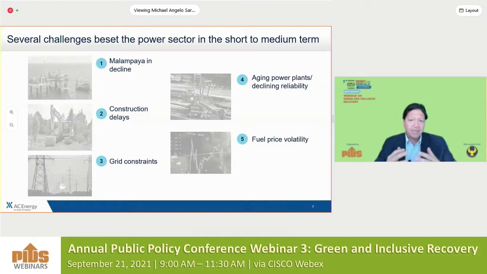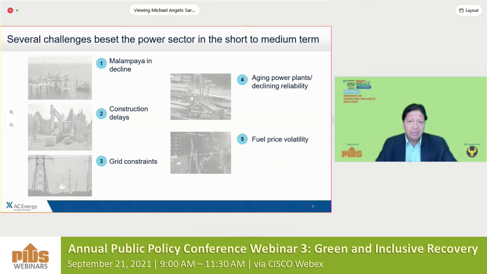And number five, the strong rebound in fuel price and the volatility. Again, in a world that is headed towards net zero, what will happen to the global supply of fossil fuel and so forth? So that calls for more focus for the country to have an energy resiliency and independence stance. So those are the short to medium term challenges that beset our power sector.